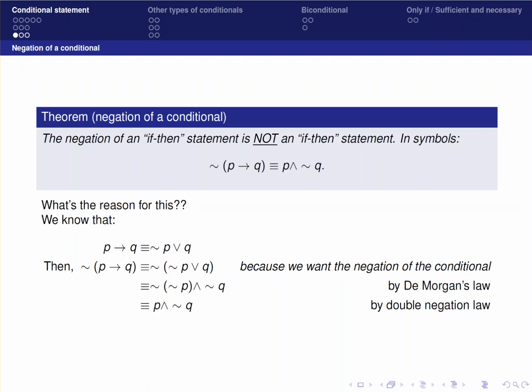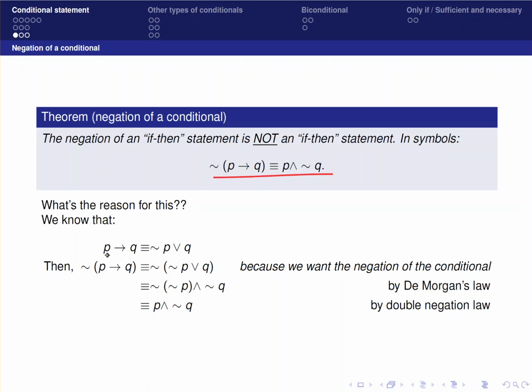So since the conditional itself is equivalent to a disjunction, it is interesting to describe the negation of a conditional. And from this theorem in this slide, we can tell that the negation of a conditional is a conjunction statement. So in other terms, to negate P implies Q, you will end up with P and not Q. Let's describe what the reason for this is.